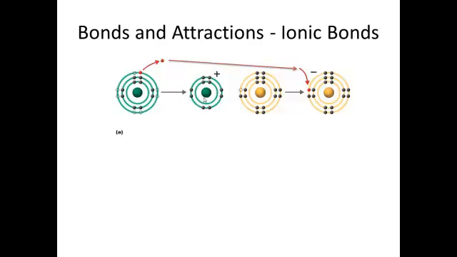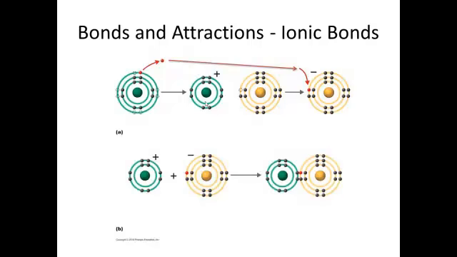Now, anytime an atom has either more or fewer electrons than protons, we call it an ion. So an ion is an atom that has a different number of electrons than protons. Now, positive ions are attracted to negative ions. They hang out together. Those charges attract each other.